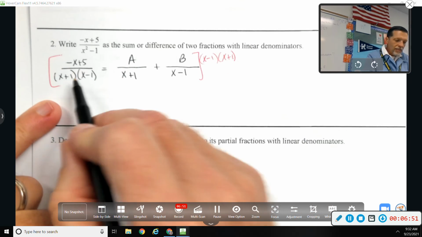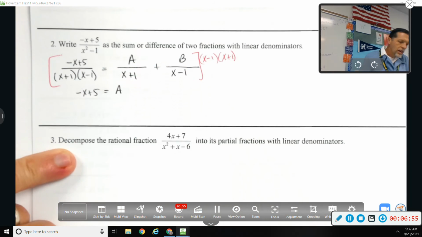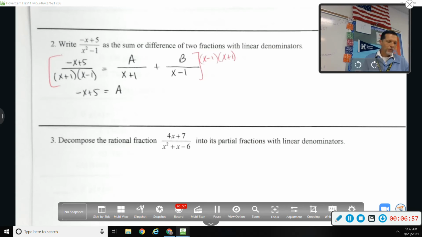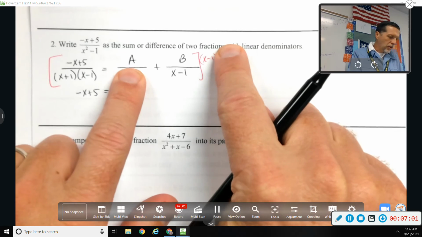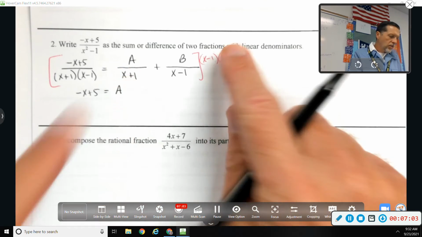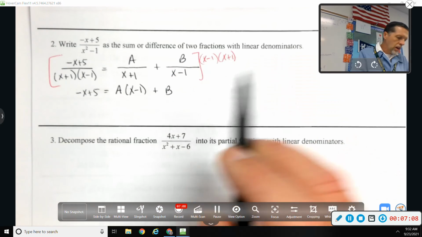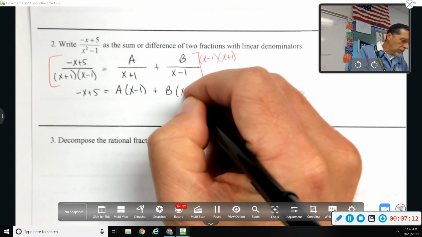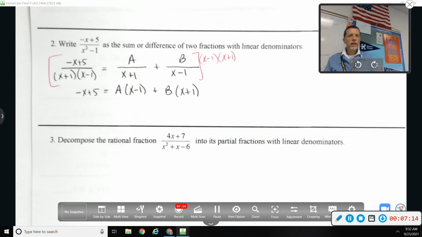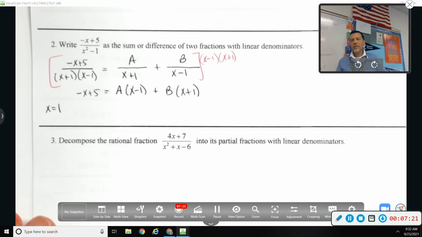On the left, everything cancels. That always happens. And then again, just be super careful about who cancels and who's left. This is where the mistakes are made. X plus 1 cancels, so that leaves x minus 1 with A. With B, the x minus 1's cancel, and that leaves x plus 1 with B. Now all our fractions are gone. We're ready to pick some good values of x that makes things go away.